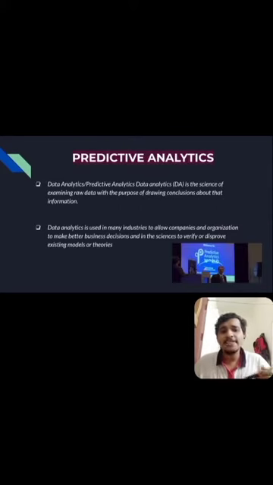Next is predictive analytics. Predictive analytics, or data analytics, is a branch of advanced analytics which is used to make predictions about unknown future events. This analytics is used in many industries to allow companies and organizations to make better business decisions, and in sciences to verify or disprove existing models or theories.